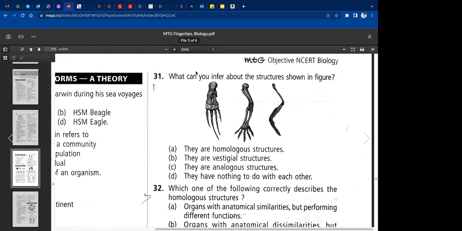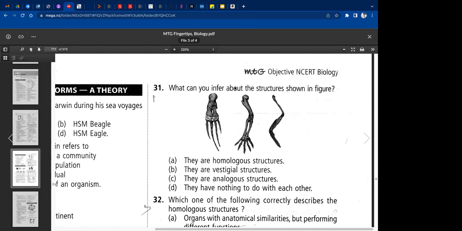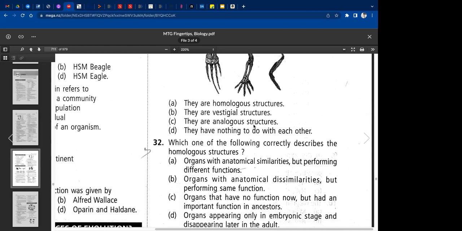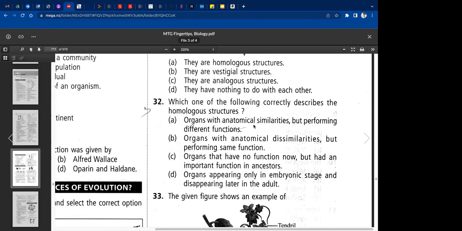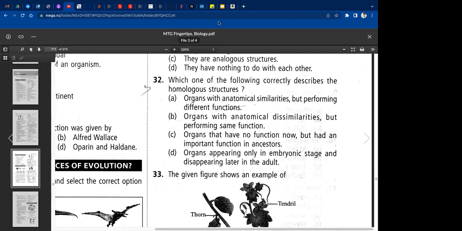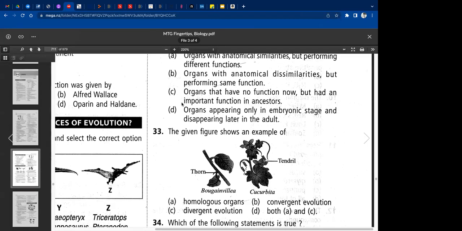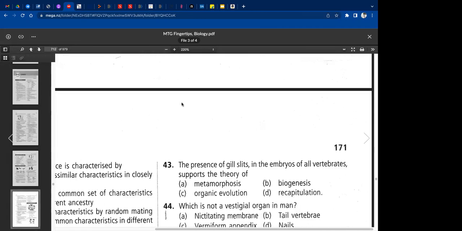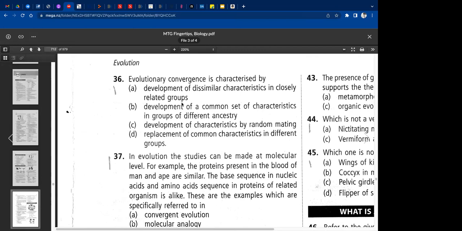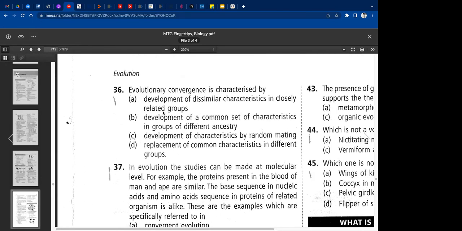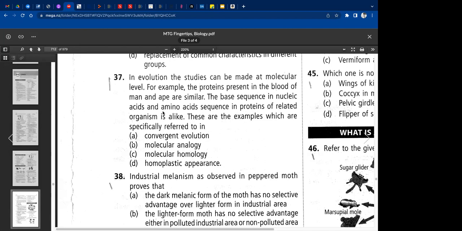So question 31 we just discussed. I'm sure that you all know that these are homologous organs, right? Wherever you see these diagrams, they are homologous organs. Similar, same organs anatomically that do different functions. And again, the option that correctly describes homologous organs is organs with anatomical similarities but performing different functions. So option A is correct here. As you can see, on convergent and divergent evolutions, there can be many questions.